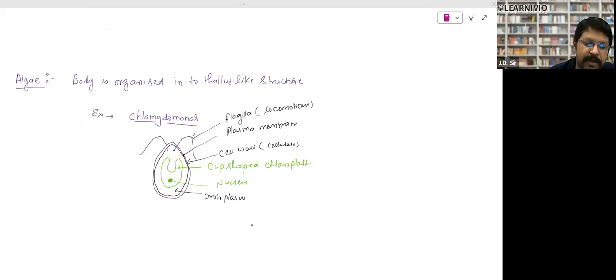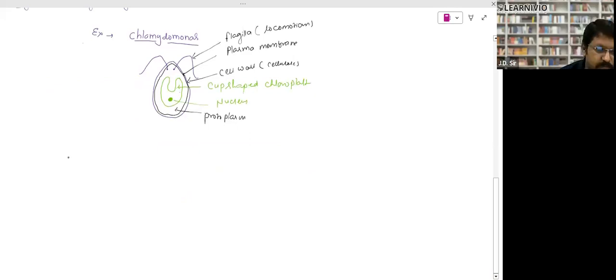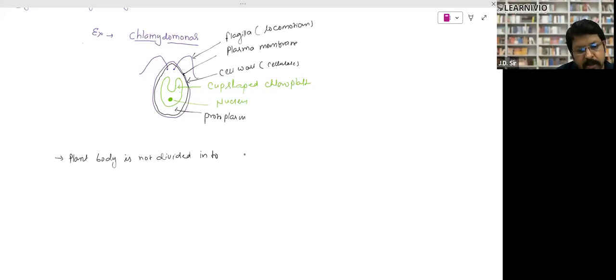Plant classification, the part we started with in the last class. Okay, so this is the protoplasm. The algae have the body organized into a plant-like structure. The plant body is not divided into stem, root, and leaves. No conducting tissue.